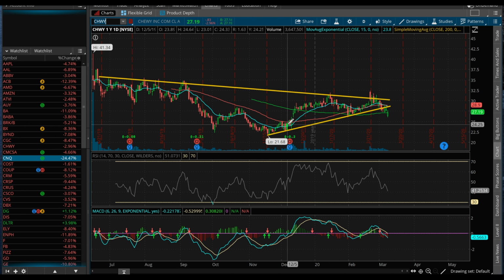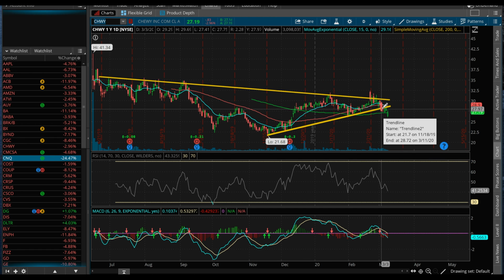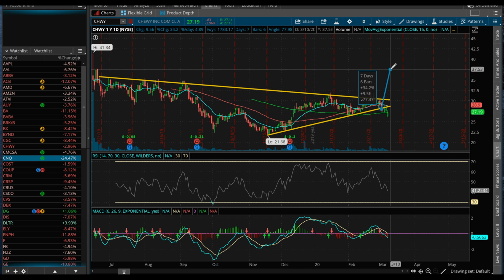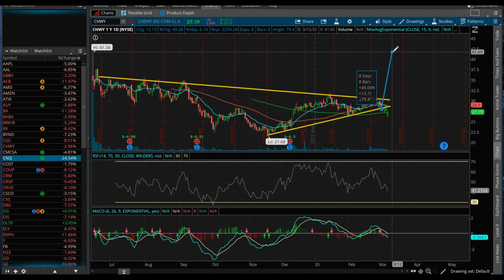Okay. Next, we're going to define the risk. Minimum 3-to-1 risk. So let's say it's right here. None of this happened yet. We're just looking at this. I would buy in at $27.97. If it breaks out to the upside, it could go up to $37, which is a 34% potential profit. Or if it went up to 41, which is highs, that'd be a 49% profit.